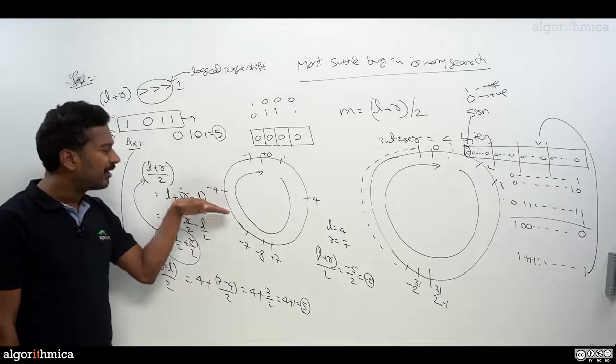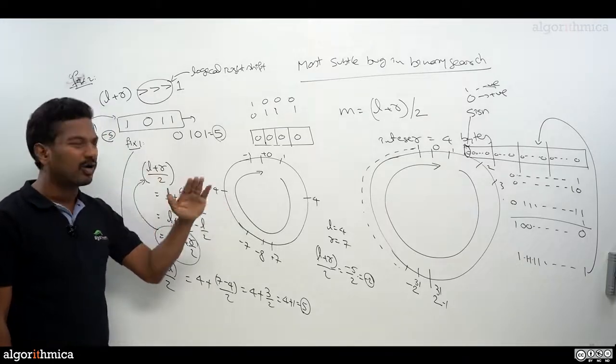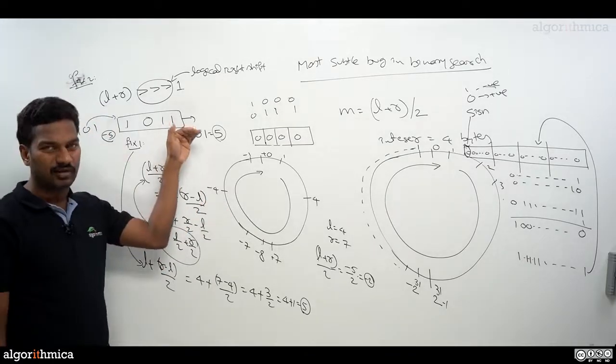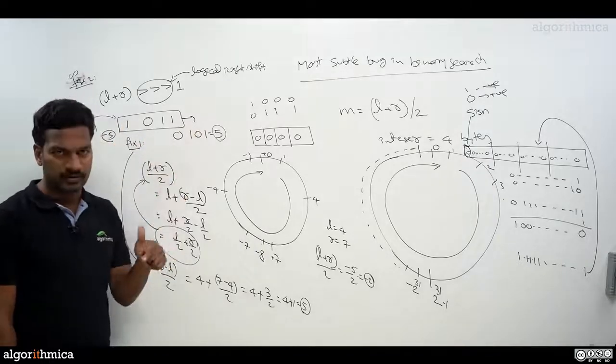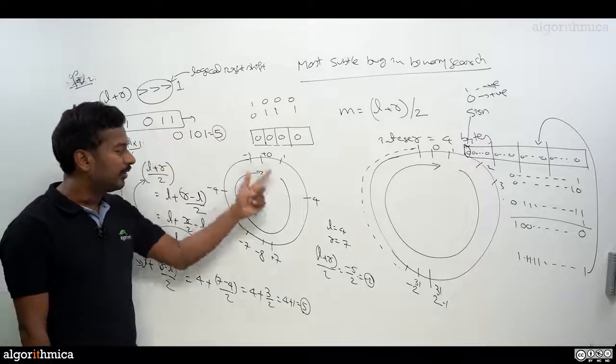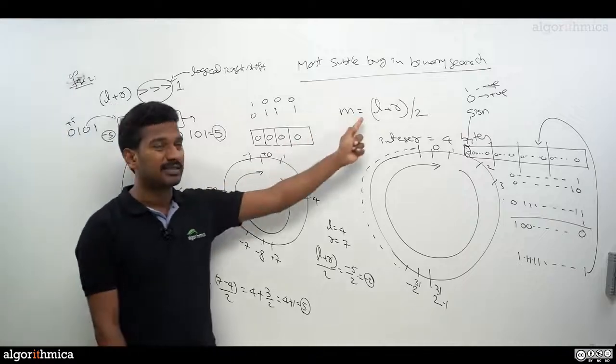The movement is correct, but because of the sign bit, we got trouble. You just throw off the sign bit anyway. By right shifting once here, the sign bit goes off, and we get back to the positive 5. This is how we actually solve the problem of L plus R by 2.